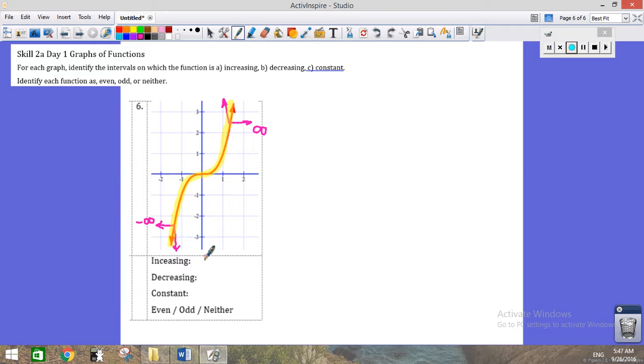So this function is increasing over the entire domain from negative infinity to positive infinity. It's never decreasing, and it is never constant.